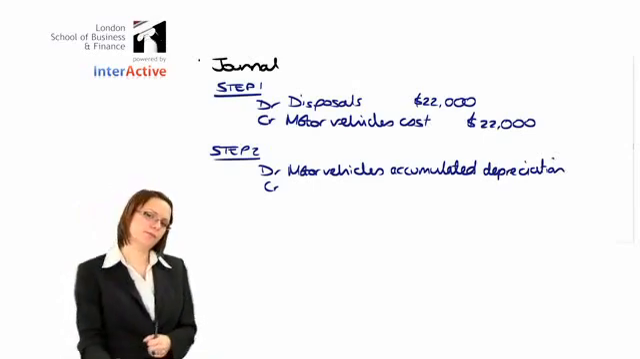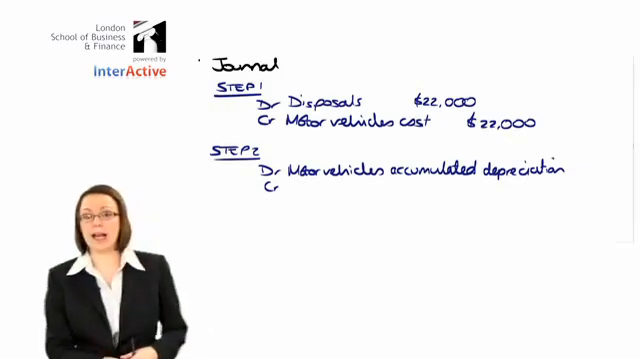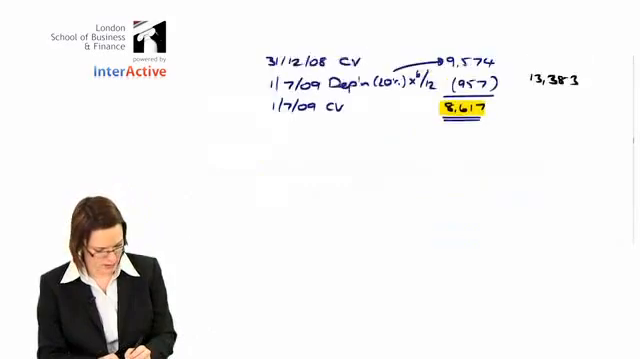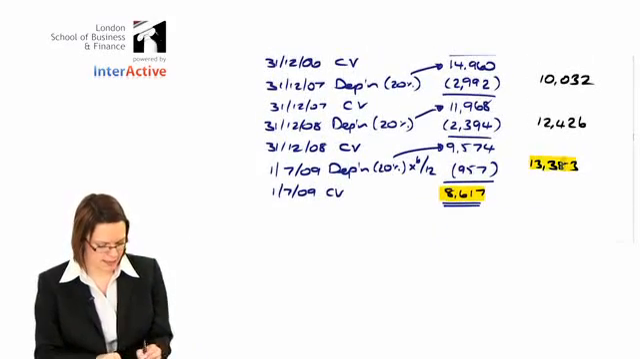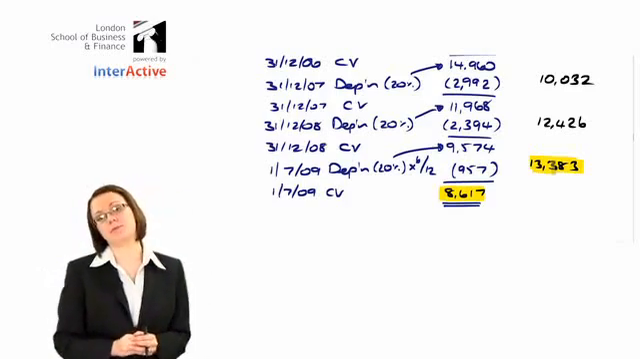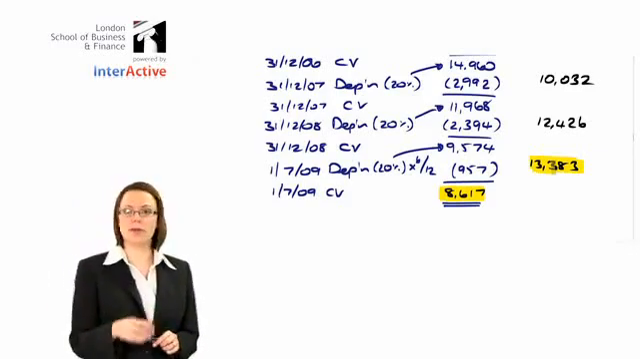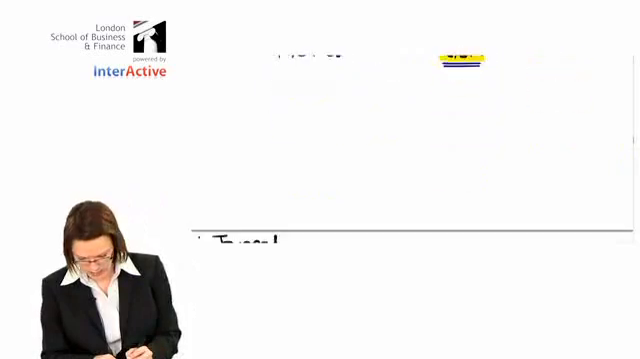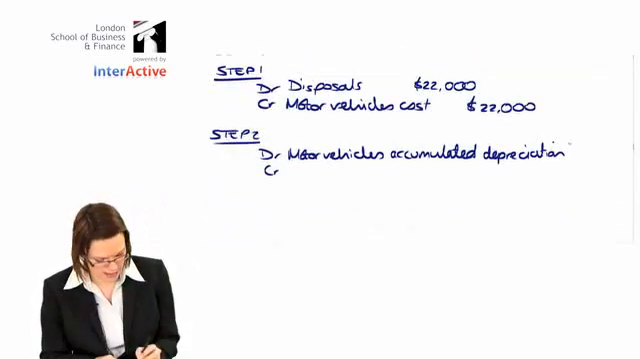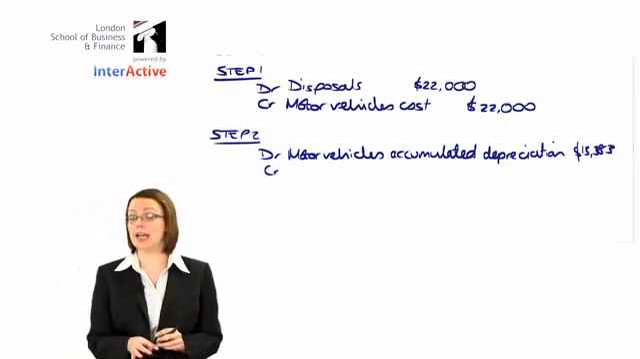How much would you remove? Well, we calculated that figure, didn't we? You'll see our accumulated depreciation up to the date of disposal was 13,383. That would be sat on the credit side of the accumulated depreciation account. We need to get rid of it. So 13,383 is what we are going to debit our accumulated depreciation account with.